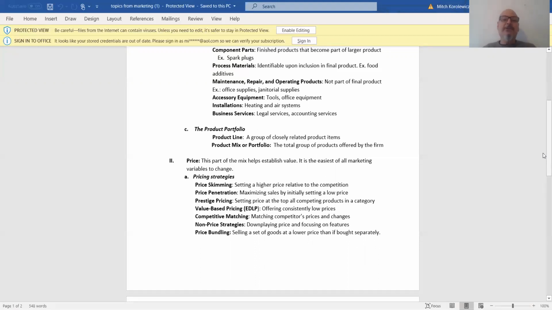And there are different pricing strategies, right? Price skimming involves setting a higher price relative to the competition. Price penetration, and that's usually in the beginning part of the product life cycle. Price penetration is maximizing sales by initially setting a low price, trying to get people to try your product, and then eventually you'll increase the price. There's prestige pricing, which is setting price at the top of all competing products in a category. Or you can go with the Walmart strategy of everyday low price, which is offering consistently low prices.